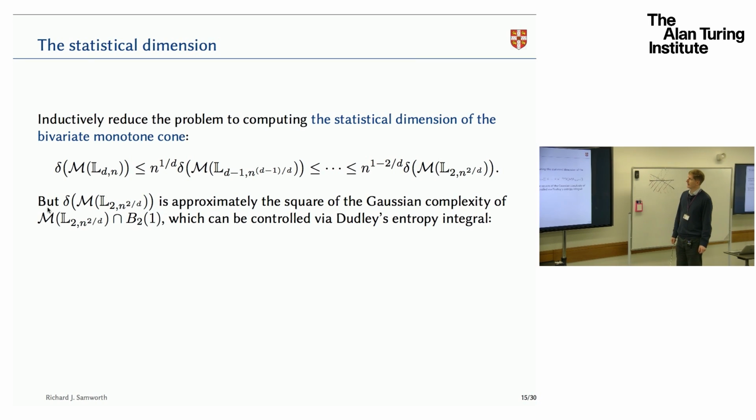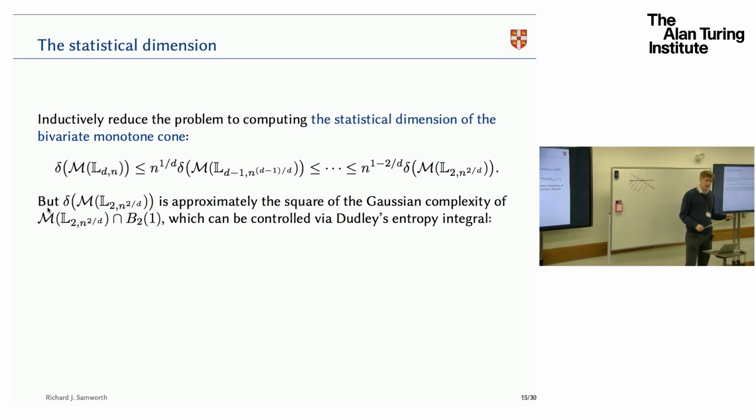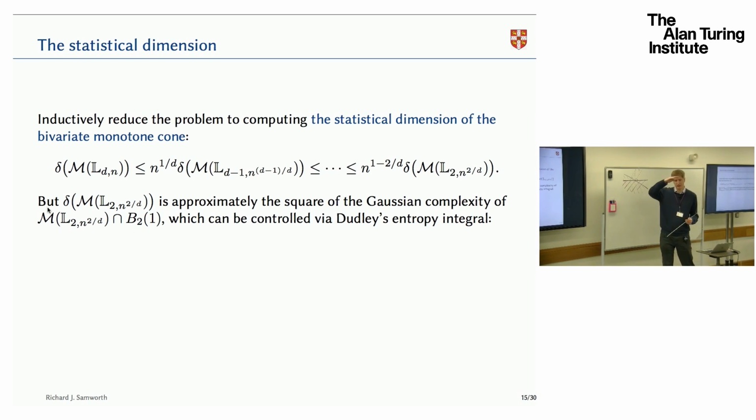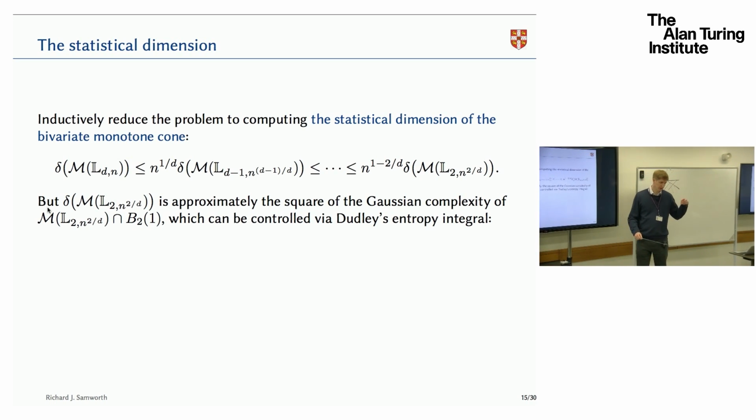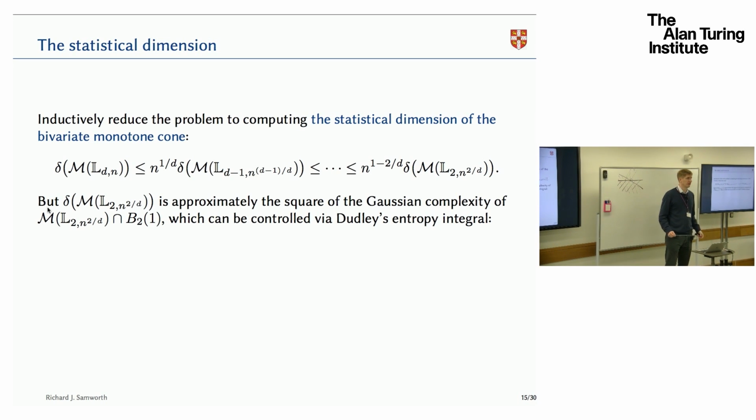And the key idea is to inductively reduce dimension one at a time. So what you can imagine doing is you can take your lattice and you can divide it into slices, and then you can imagine removing the constraints that are between the slices. Okay, so that's removing constraints. It's enlarging the statistical dimension of the monotone cone. And then I can use basic properties of statistical dimension to say that I just have to add up the statistical dimensions of the corresponding lattices.